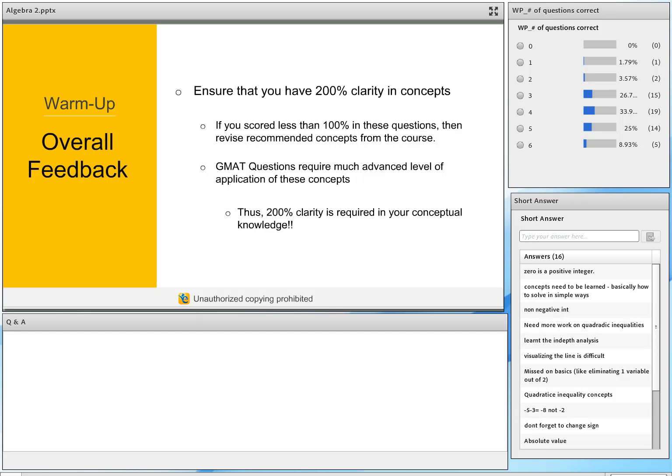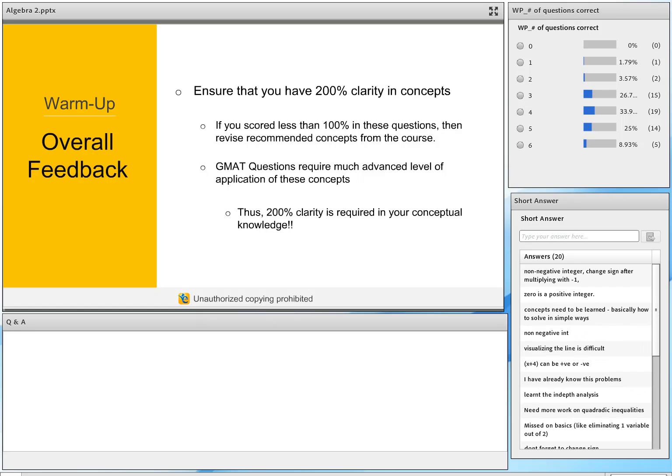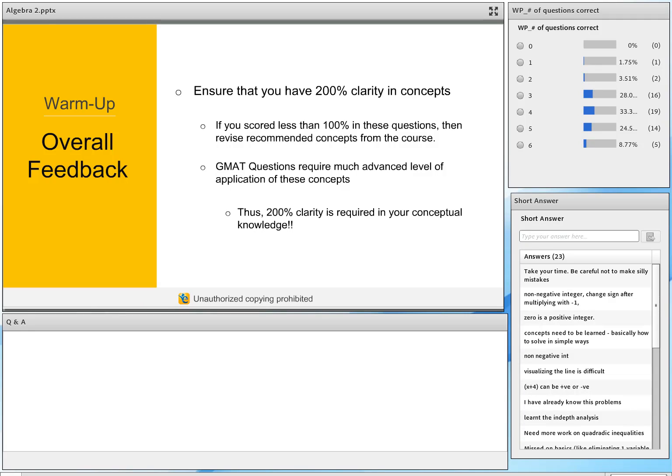It's a non-negative integer, or a non-positive integer. So please make sure that your learning is correct. Basically, how to solve in simple ways. Non-negative integer. Good. All right. I'm glad that you have had some good learnings from this section.